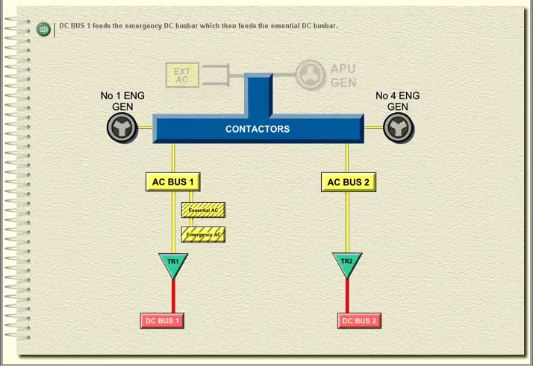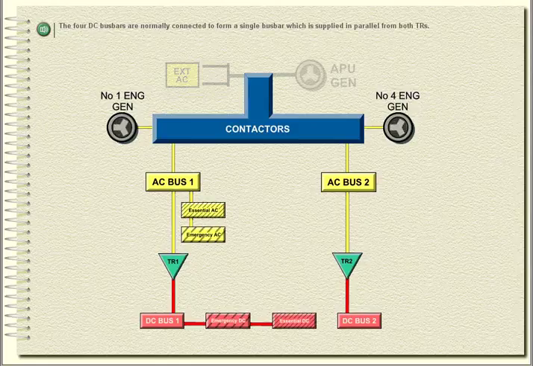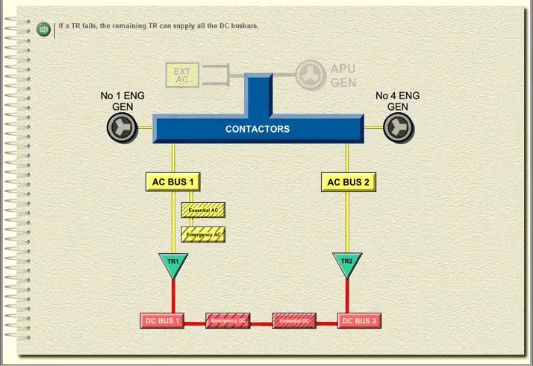DC bus 1 feeds the emergency DC busbar, which then feeds the essential DC busbar. The four DC busbars are normally connected to form a single busbar, which is supplied in parallel from both TRs. If a TR fails, the remaining TR can supply all the DC busbars.